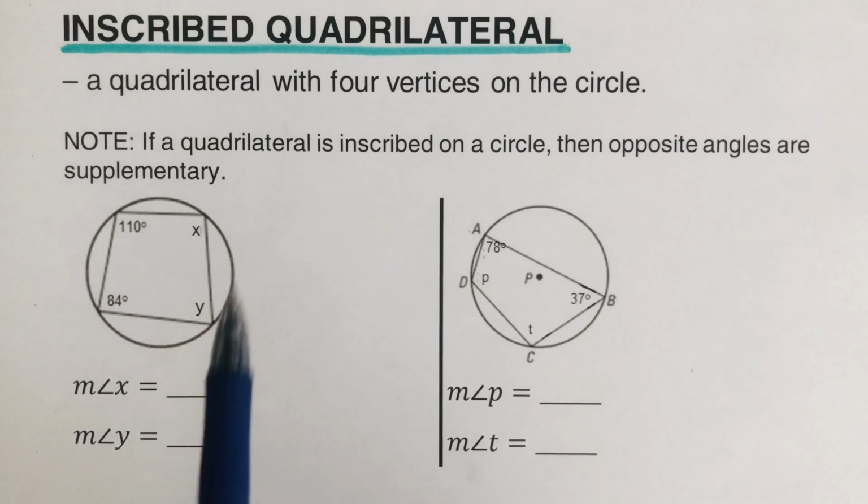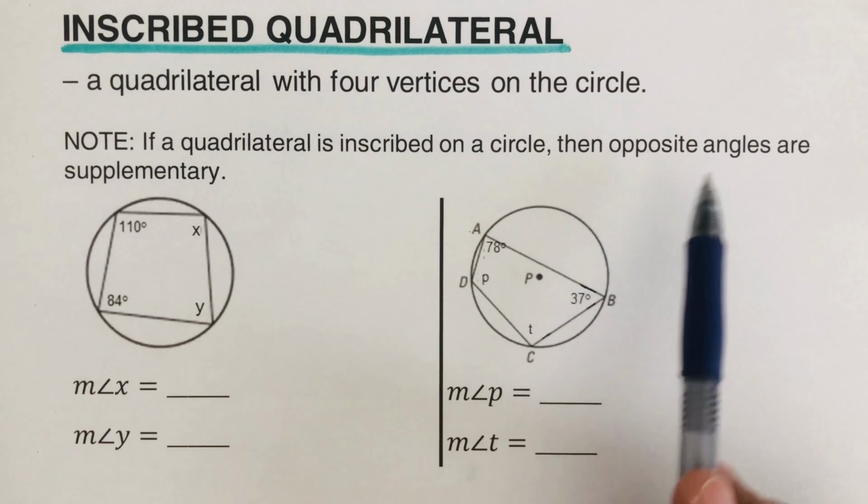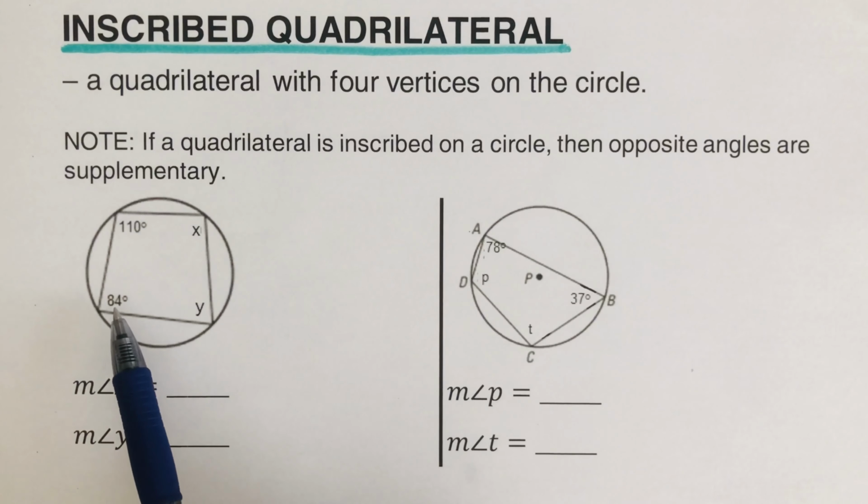We have to remember that if a quadrilateral is inscribed in a circle, then opposite angles are supplementary. So angles that are across from each other are supplementary. We remember from the previous video that supplementary happens when 2 angles, when added together, sum up to 180. So let's take this one as an example right here.